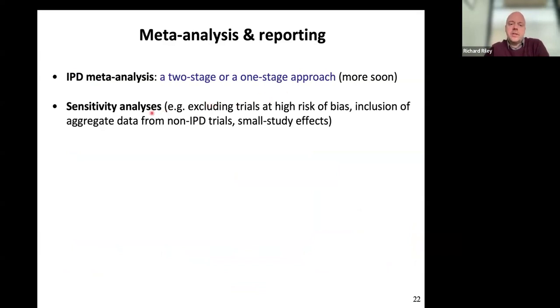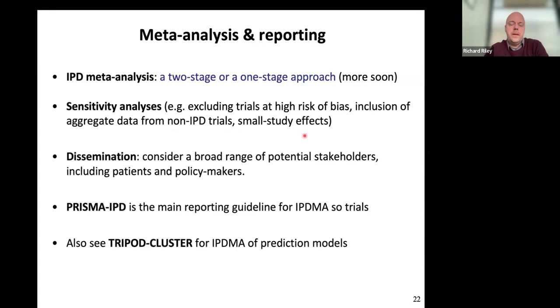As in any meta-analysis, we want to do a sensitivity analysis. So maybe we want to exclude trials at high risk of bias. Here, we potentially won't get IPD from all the studies that we wanted. So we may want to see if we can include some published results from non-IPD trials alongside the IPD from the trials we did get IPD from. We still may be interested in small study effects, publication bias related checks.